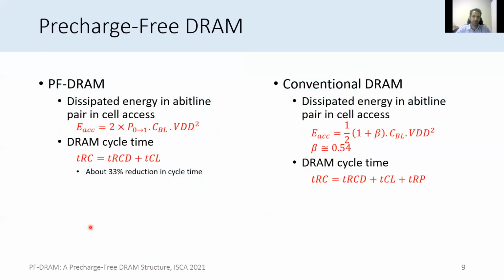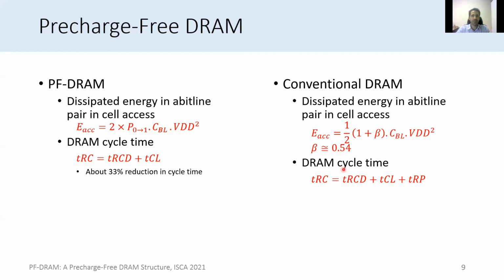PF-DRAM only dissipates energy on updating bit lines when the previous value on the bit line is 0 and the accessed cell contains 1. In this case, both bit lines in each pair need to be charged from 0 to VDD, which consumes access energy shown in this equation. In the other conditions, the DRAM does not dissipate energy on the bit lines.